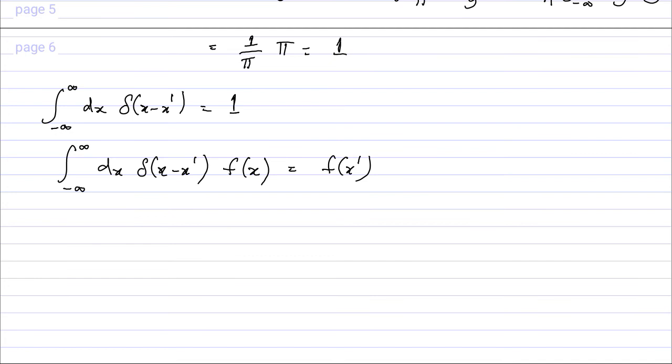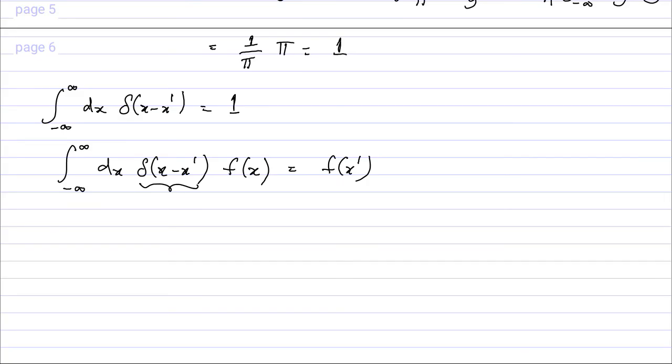One way to see that would be that essentially this is 0 everywhere apart from the case where x is equal to x prime. So you might as well replace this whole integral by a single integral around the point x prime, and then the Dirac delta function just picks out the value of the function at that point.